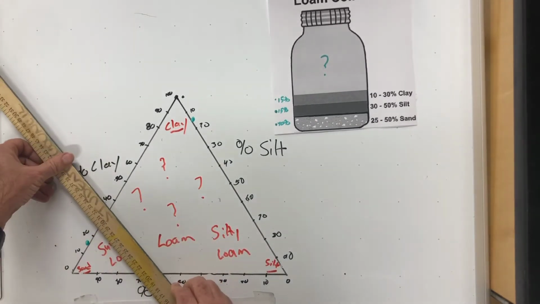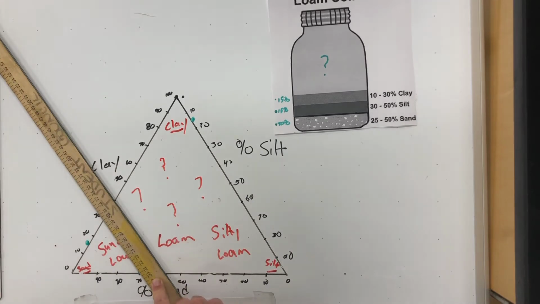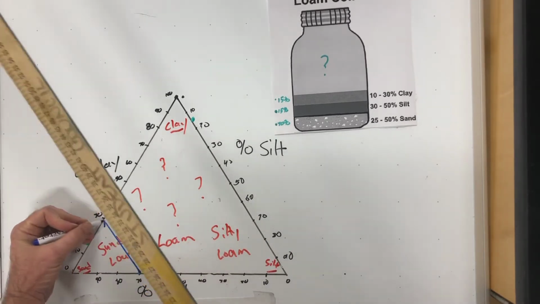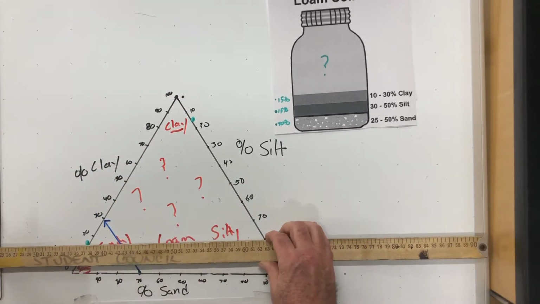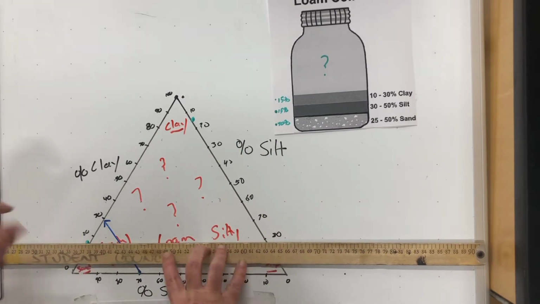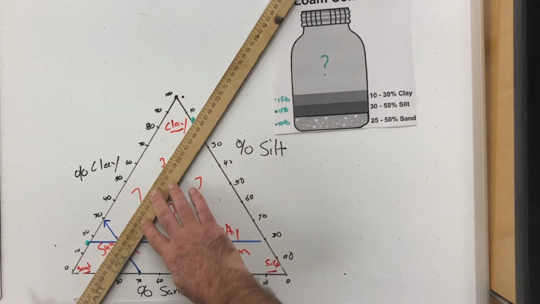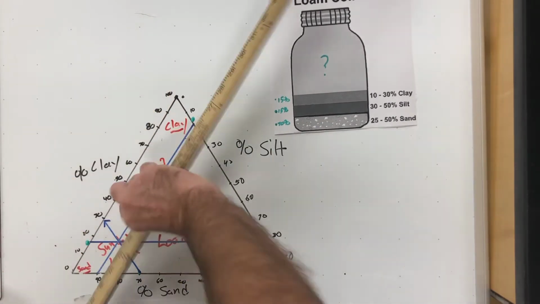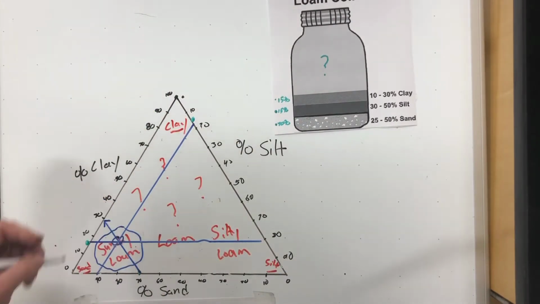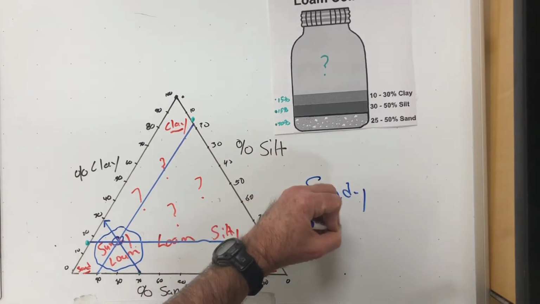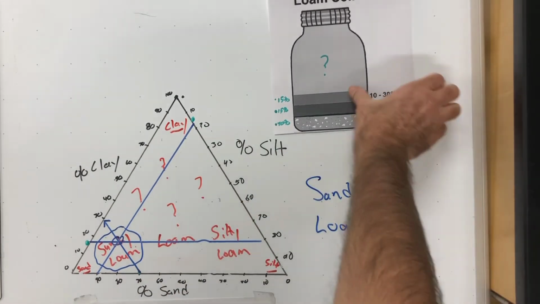Now, taking a ruler, we'll go parallel to the opposite side of the pyramid. And we'll draw a line starting at 70% on the sand there. And then we'll go across 15% on the clay. And then we'll go across 15%, always staying parallel to the opposite side, on the silt, and we'll see that we get a soil type called sandy loam.